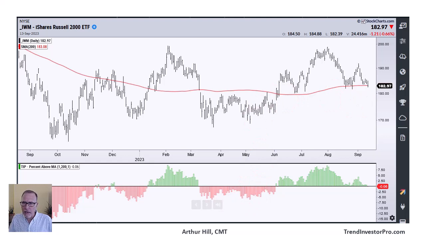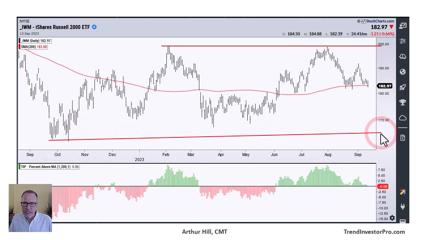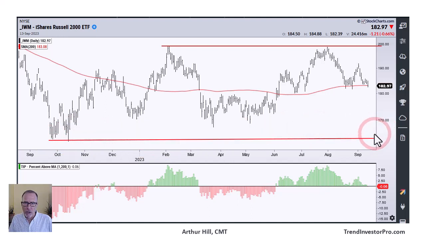Now, what I want to point out first is that if you look at this chart here, you can see that IWM is stuck in a range. Basically, 200 on the upper side and that 162 area on the lower side. And we've been moving to the top of the range, the bottom of the range, the top of the range, and now we're in the middle. And the 200-day is also in the middle.